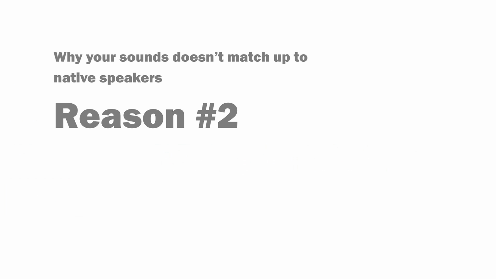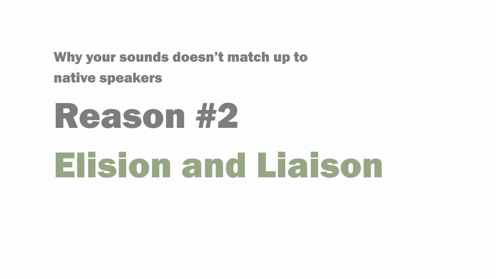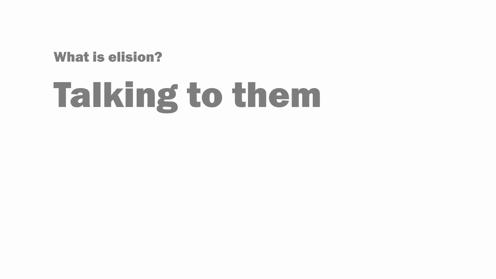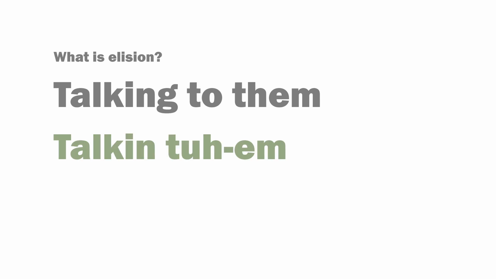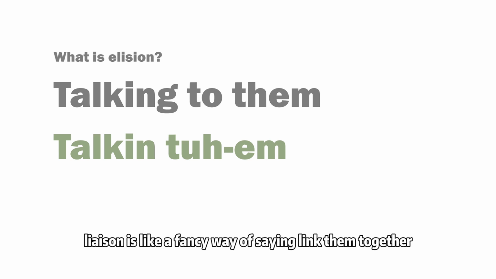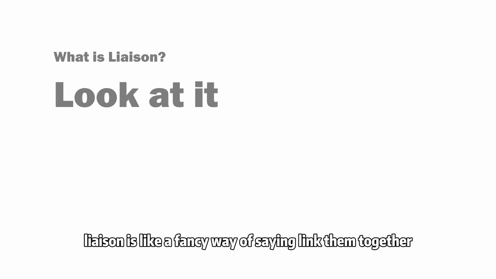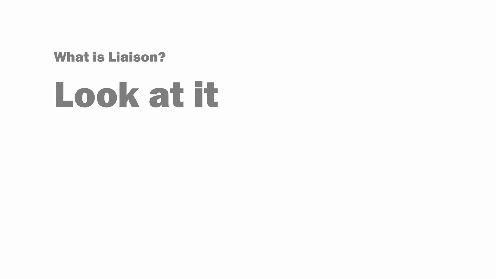Alright, the second reason that's causing the difference between the way you talk and native speakers is probably elision and liaison. What is elision? "Talking to them" becomes "talking to them" when spoken fast. Like unstressed sounds are omitted, and liaison is like a fancy way of saying link them together. What does it mean? "Look at it" becomes "look at it".